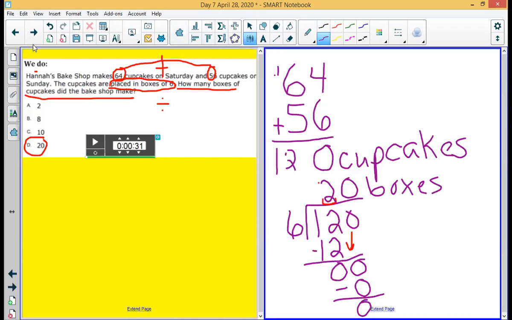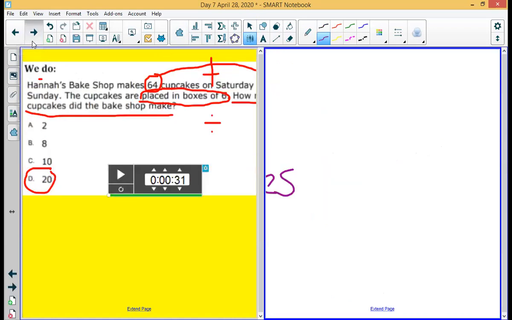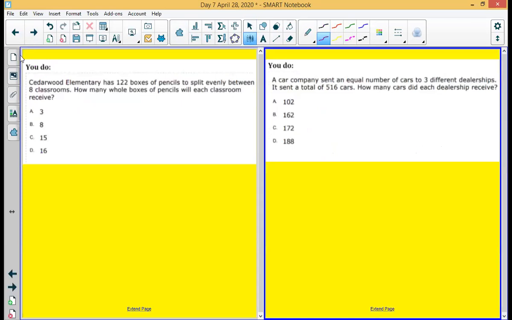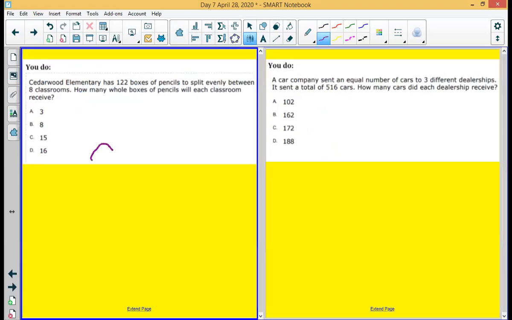If you need additional time, please pause your video. Your next few problems are you-dos. Please make sure that you're reading the problems. Please make sure that you underline your big question. And please make sure that you're using cubes. So please cube all your problems.